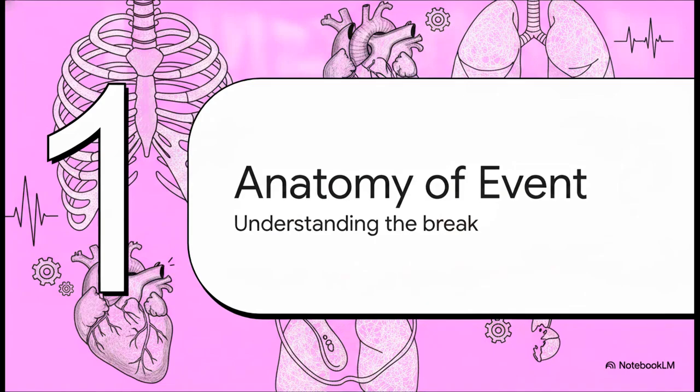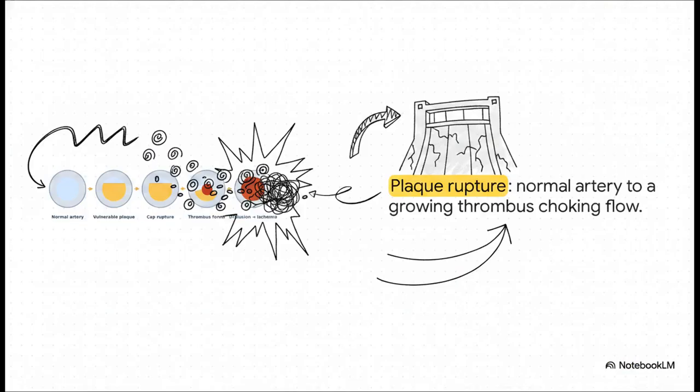Section 1. Anatomy of an ischemic event. Before we can treat the patient, we really have to understand the mechanical breakdown that's happening inside their chest. Check out this precise progression. We start with a perfectly normal artery over on the left, but over time, a vulnerable plaque forms. The kind characterized by a thin cap. The defining emergency happens the exact moment that thin-capped plaque ruptures. Instantly, platelets pile on and a growing thrombus forms. It acts like a physical dam that just chokes off blood flow. This mechanical disruption, that's the shared trigger for the entire spectrum of acute coronary syndromes.